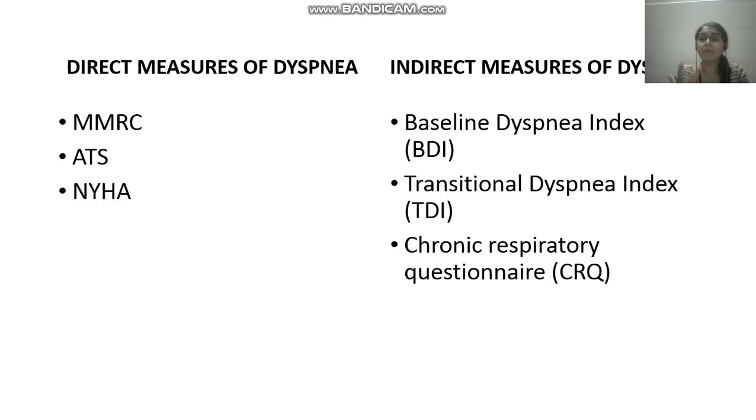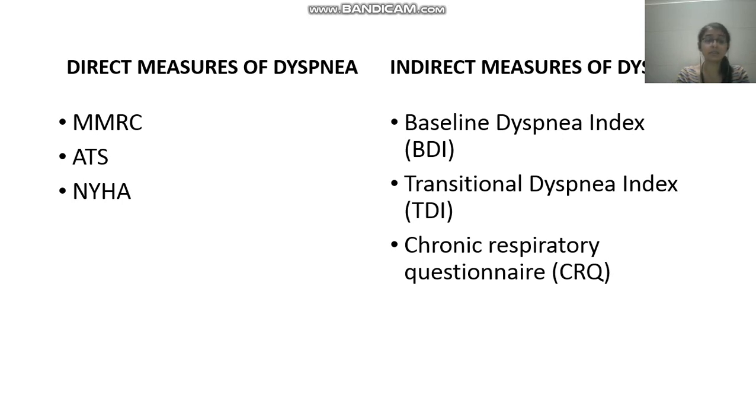Okay, so how do you measure dyspnea? There are direct measures and there are indirect measures. Direct measures, as we all know, are MMRC and ATS, which are majorly used for respiratory dyspnea, and NYHA, which is usually used for cardiac dyspnea or cardiac breathlessness. You can use these scales to measure the level of breathlessness. It helps you diagnostically as well as prognostically. After your therapy, you can check it again to see your prognosis.